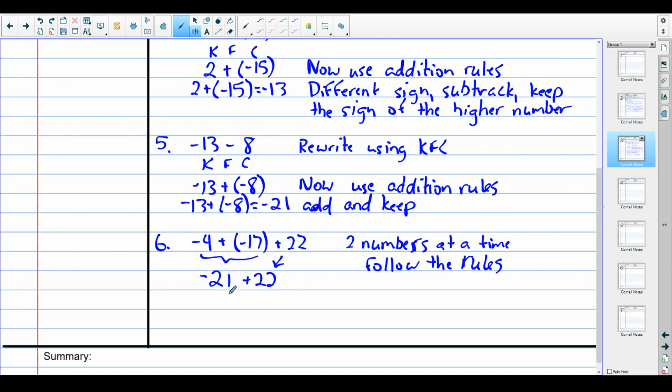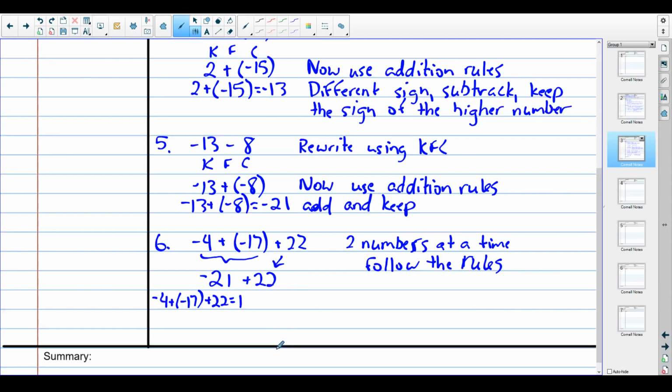So now we have these two numbers. So we say negative and a positive. So that's different signs. So we're going to subtract. So 22 minus 21 is 1, right? And then since 22 is higher than 21, it's going to stay a positive. So our answer to this whole thing, negative 4 plus negative 17 plus 22 equals 1.